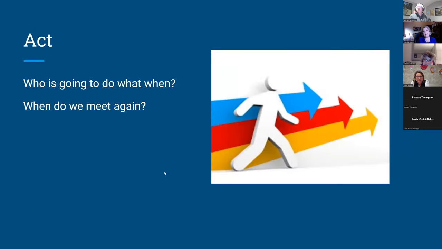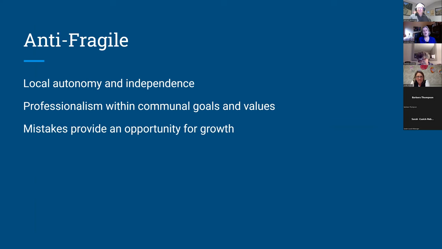And then the next slide is acting. What are we going to do? Who's going to do what, when, and where? And when do we meet again? And then follow it up with that anti-fragility work that you were talking about, that we are independent and autonomous, that we need to be professional with our communal goals and values, and that this is an opportunity for us to grow and learn, that we will make mistakes, we will continue to make mistakes, we will learn from those, we will observe them, reorient, and move on.